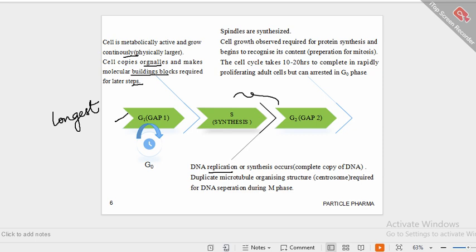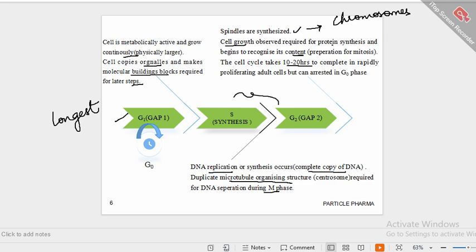Next is synthesis or S phase. It helps in DNA replication, or it forms the complete copy of the DNA. It also helps in duplicating the microtubule organizing structure, which is required for DNA separation during M phase. Next is gap 2. Here spindles are synthesized, which help in binding or keeping the chromosomes in their place. And here also cell growth is observed, as we have seen in gap 1, which is required for protein synthesis, and it begins to reorganize its content.